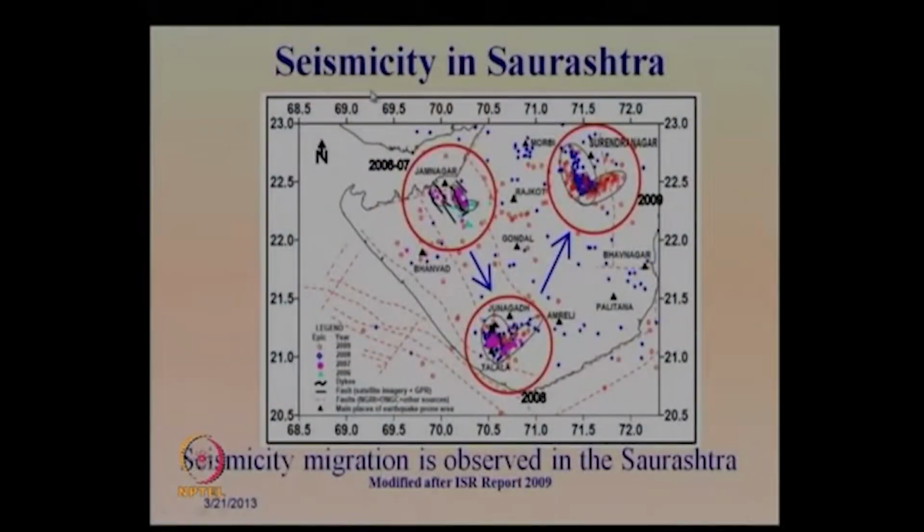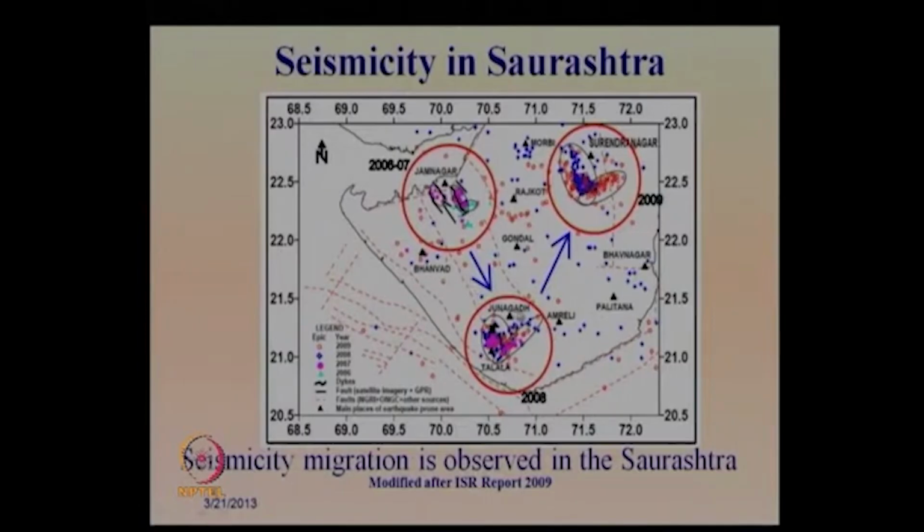Now, we had also seen in our previous lecture how the seismicity migrates from one region to another region. Let us look at this slide. Let us take the example of seismicity in the Saurashtra region of Gujarat. This is 2006 to 2007 in the Jamnagar area. These are the earthquakes that occurred.